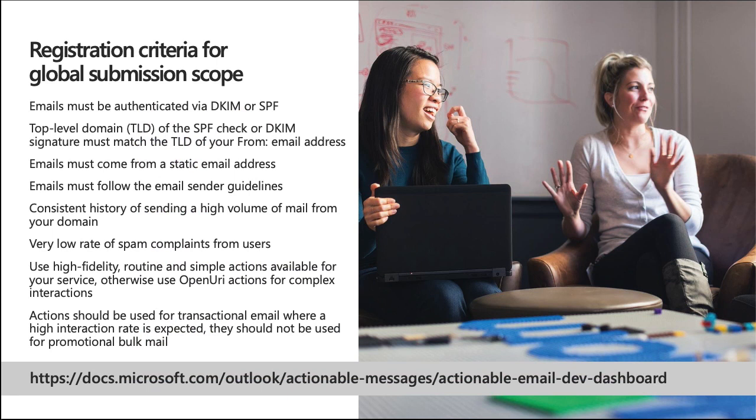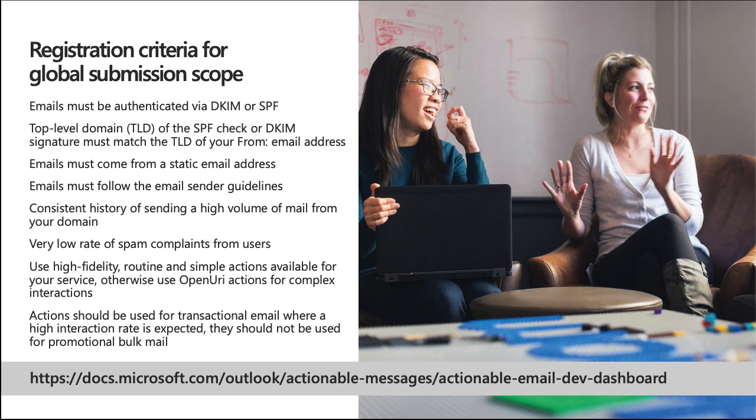Now, if you're registering an actionable message for the global scope, your service must meet some additional requirements. Your emails must be authenticated with DKIM or SPF. The top-level domain, or the TLD, of the SPF check or DKIM signature must match the TLD of your from email address. Emails must come from a static email address, and they must also follow the email sender guidelines.